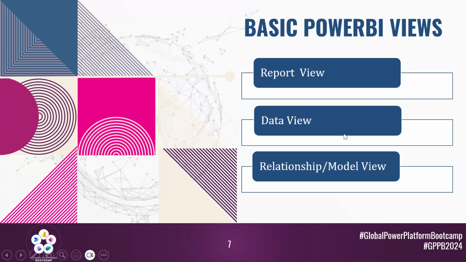We have the model view, or you can call it the relationship view. That's where you do your data model, and you connect different tables to each other, right? Now we have the DAX query view, where you can write your DAX formulas, query your data and see what the result is going to look like. And we also have the Power Query view. This is the fifth one, where you can do a whole lot of transformations to your data.